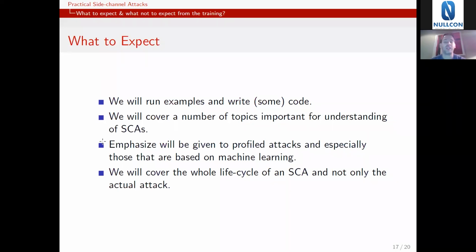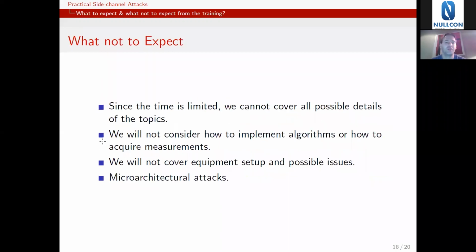But it's important to say we will cover the whole life cycle of a side channel attack and not only just the last part, so really running the actual attack, because we will see there is a big influence on that whole life cycle. So if you do a proper preprocessing, proper feature engineering, proper hyperparameter tuning, we will see the attack is much more powerful than if you just neglect those phases and just go for the first algorithm there is. So what not to expect?